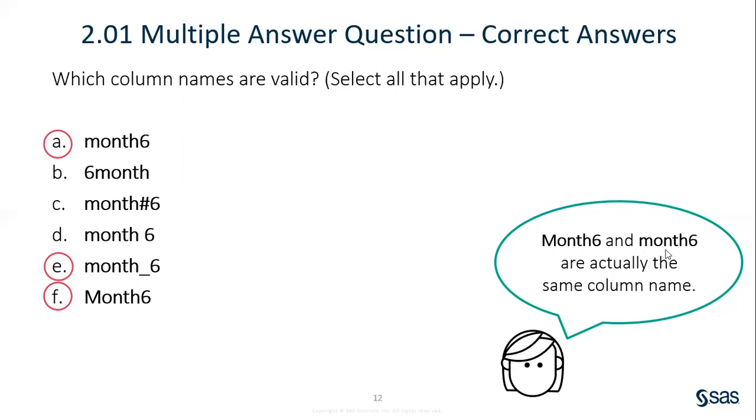Okay. So this is valid because of what it's telling. Month 6 and month 6 in small case are actually the same column name. So you cannot define these two columns as different columns. If the name has mixed case, it never means it's a different column. It's the same column in SAS.